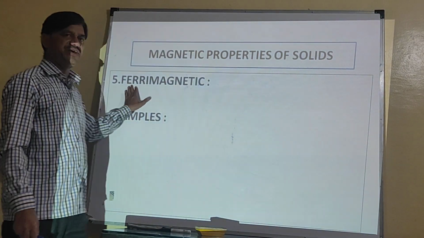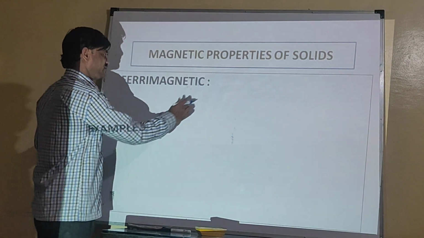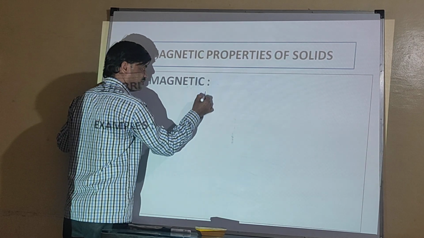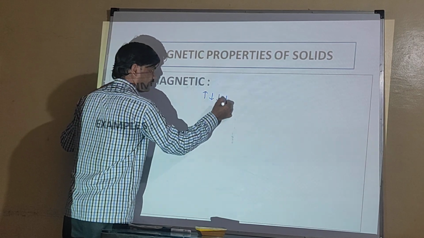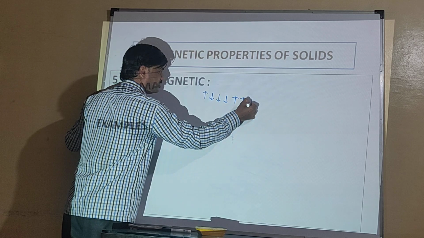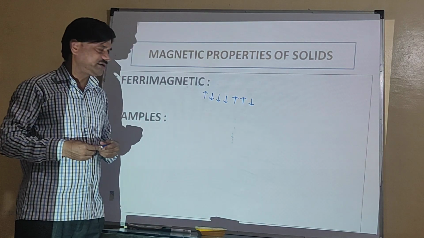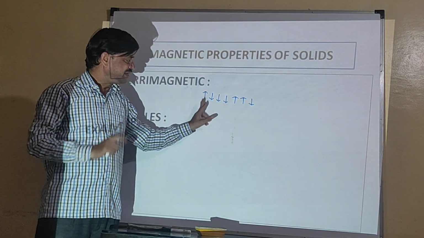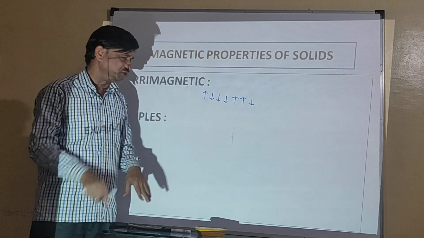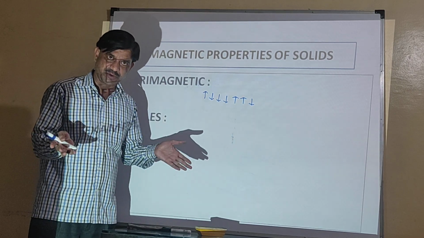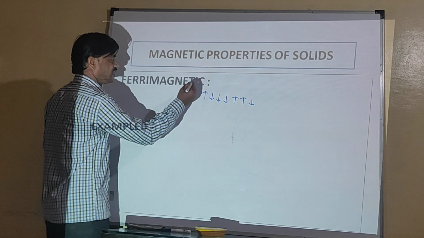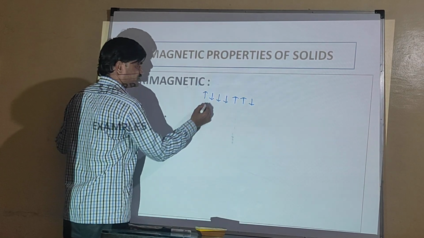What is this? Ferrimagnetism. So in this case, according to this alignment, can you tell me? Upward, downward, downward, again upward, then downward. What does it indicate? The magnetic moments of the electrons are unequally distributed. So what happens? They do not cancel each other.